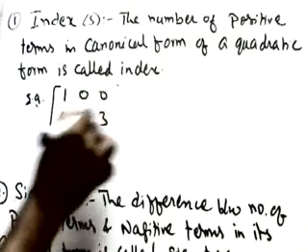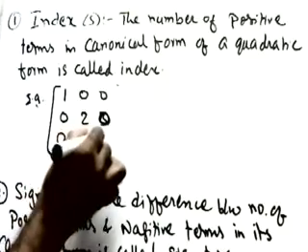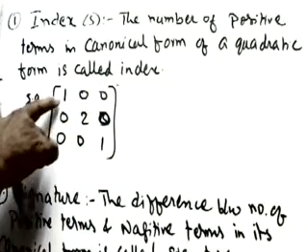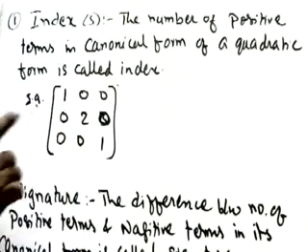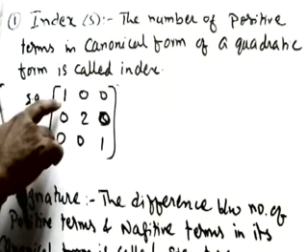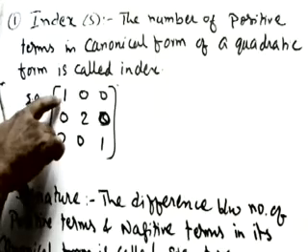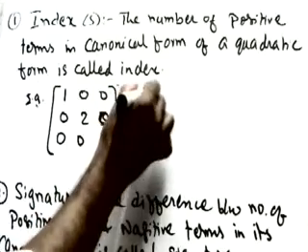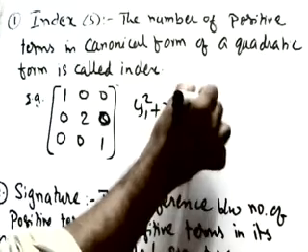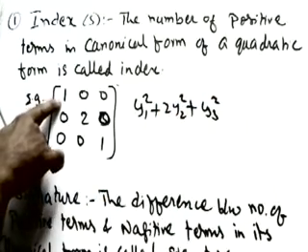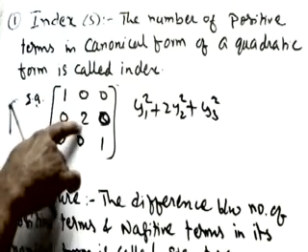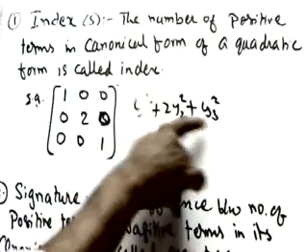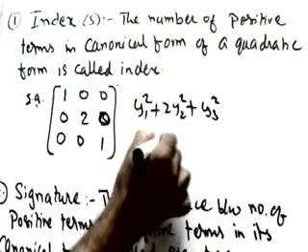Suppose 1 0 0, 0 2 0, 0 0 1. This is called the canonical form. We get the element numbers here and the remaining you make 0. I will explain these methods and everything later, inshallah. Just see here, we apply this with y1, y2, y3: y1 squared plus 2y2 squared plus y3 squared. These are all positive.